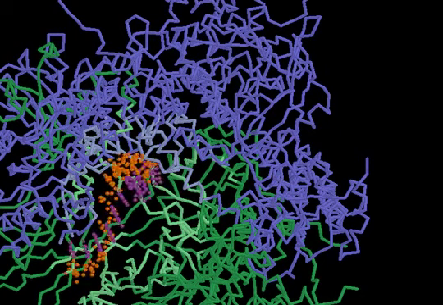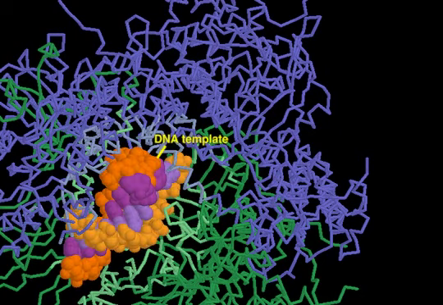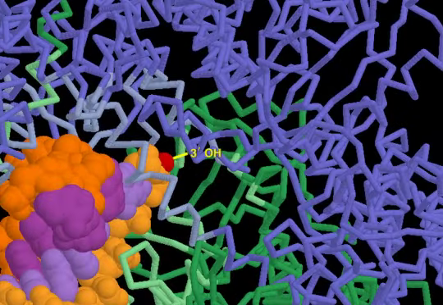In this structure, a short stretch of a DNA-RNA heteroduplex was co-crystallized. New nucleotides would be continually added to the 3' hydroxyl group of the RNA shown in red.